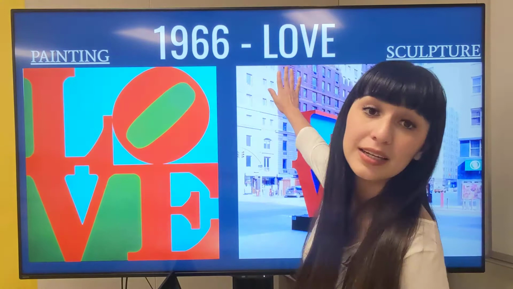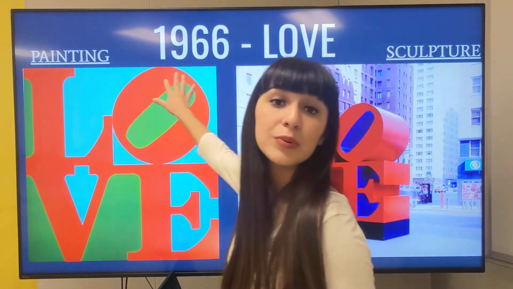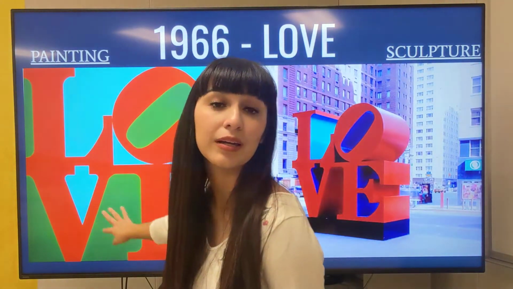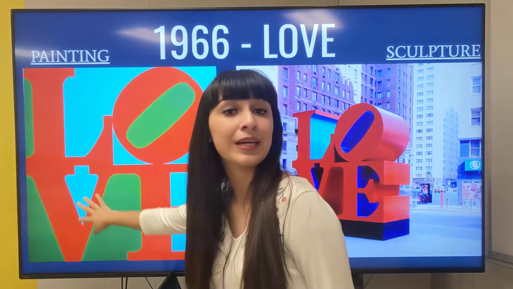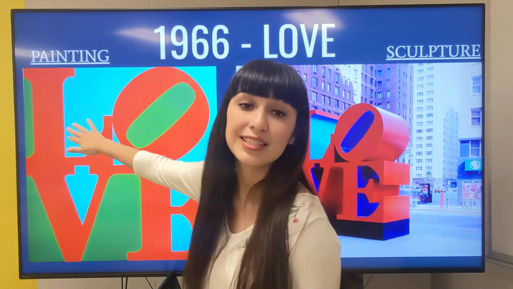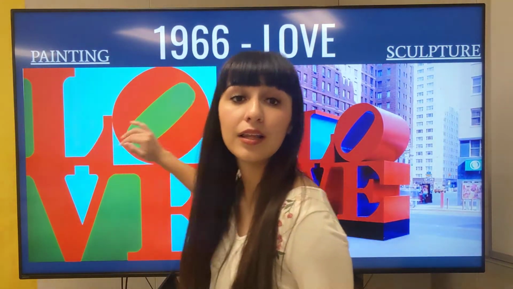So Robert Indiana, he really became famous in the year 1966. He was already a little bit famous before that, but 1966 was a big year for him, okay? In 1966, he came out with this painting, and it's called Love. It's this one with the green and the blue and the red letters, scholars. So Love is this painting right here, and you can even see it spells the word love.